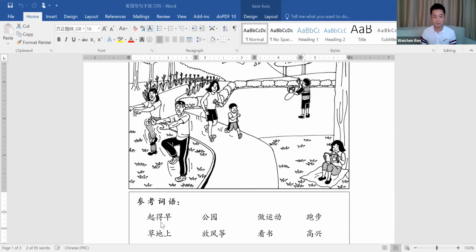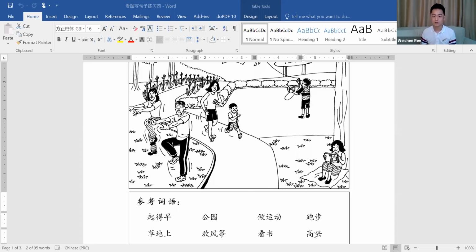起得早 get up early. 公园 the park. 做运动 doing exercise. 跑步 jogging. 草地上 on the grass. 放风筝 fly a kite. 看书 do some reading. 高兴 happy.